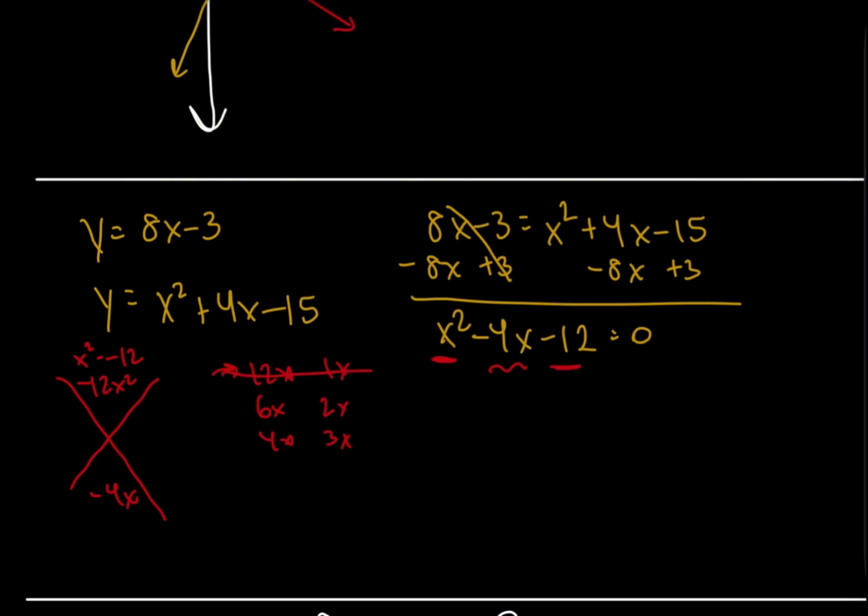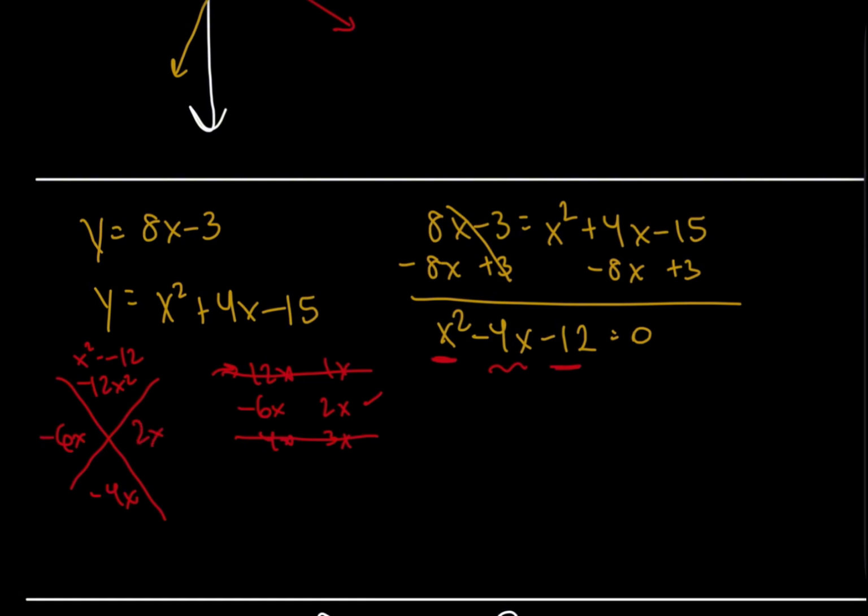Let's say we have minus 6x plus 2x. If we do negative 6 plus 2, we're going to get negative 4. So that could work. And 4x and 3x would not work because these values are too big. The values that we're going to use are negative 6x and 2x.